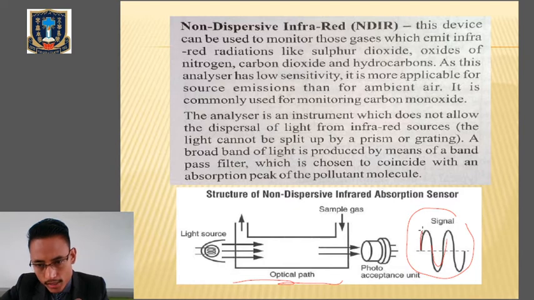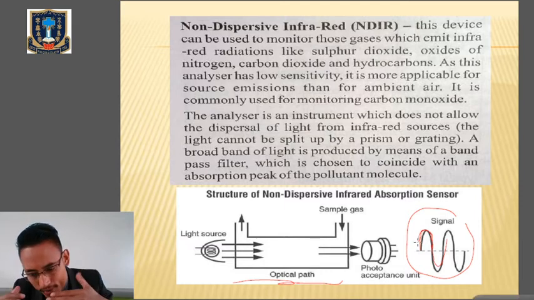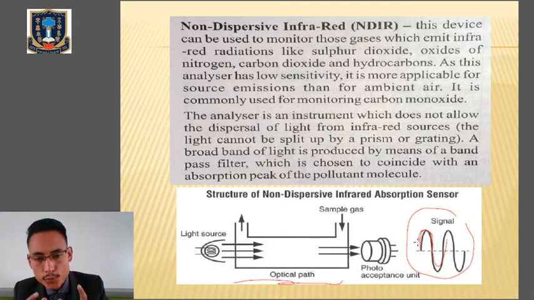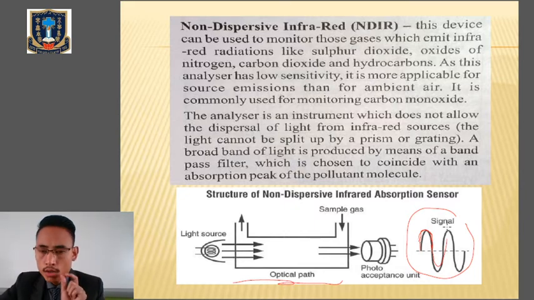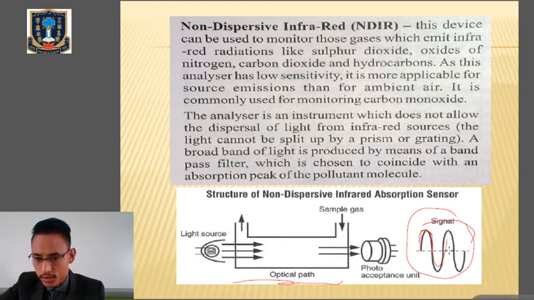This is called the absorption peak. So the absorption peak of the pollutant present in the gases has to be the same as the absorption peak of the pollutant molecule. That means beforehand we have to find out the absorption peak of the pollutant molecule, and if the same type of pollutant molecule is present in the gases, then those signals will definitely match with each other.